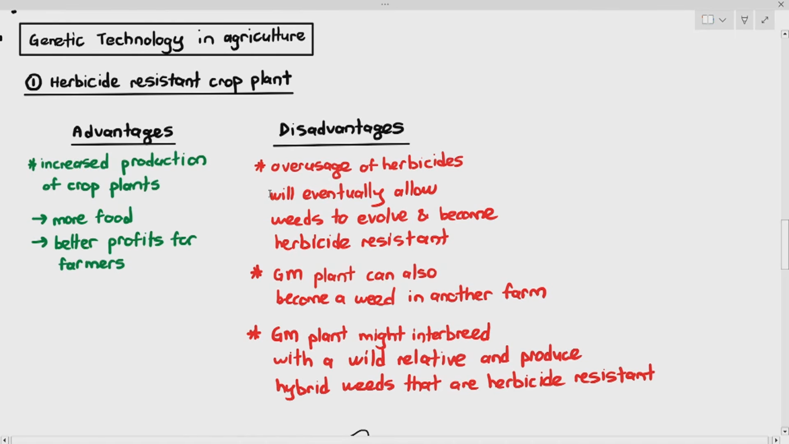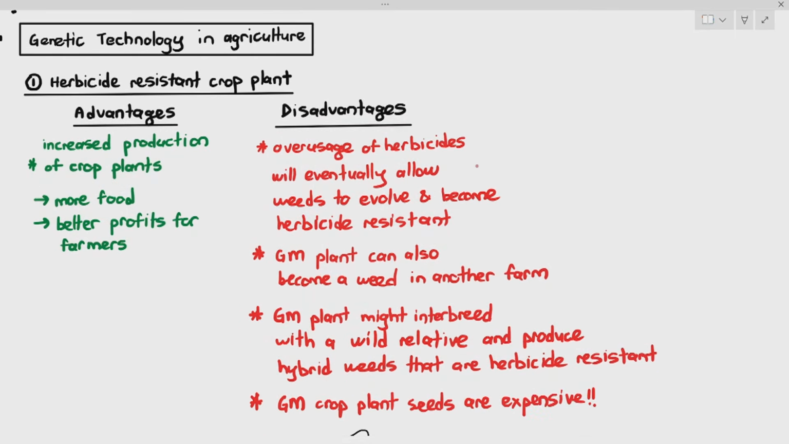Last but not least, one of the ethical conundrums when it comes to herbicide resistant crop plants is the fact that genetically modified seeds are expensive. The farmers are required to buy them from the company that manufactures these plants, and they have to buy them every harvest cycle. They cannot just reuse the seeds of the plants that they obtained from the first harvest cycle.